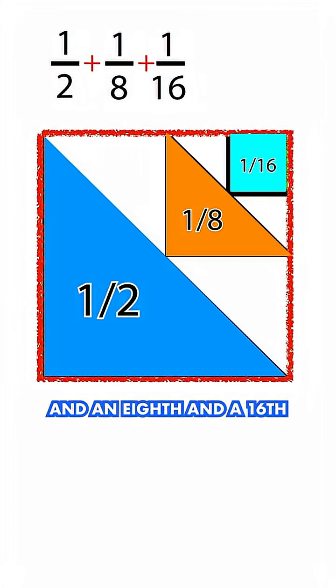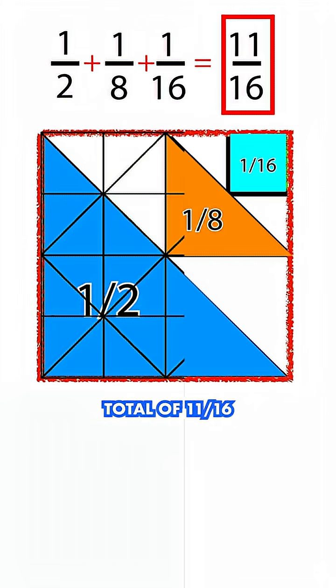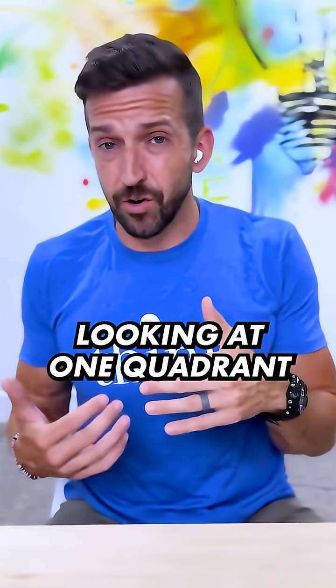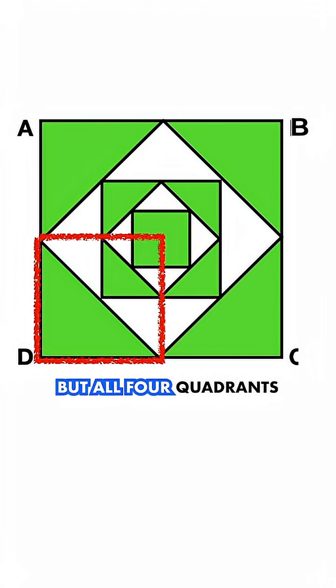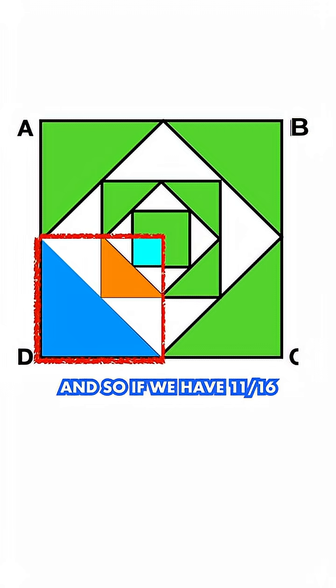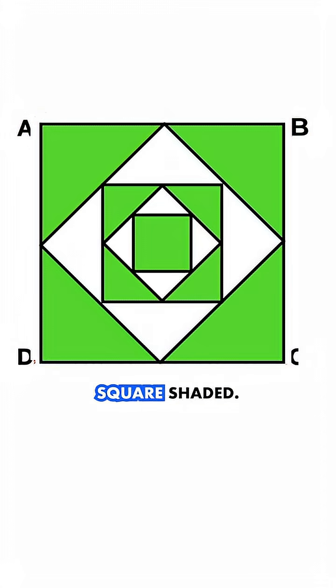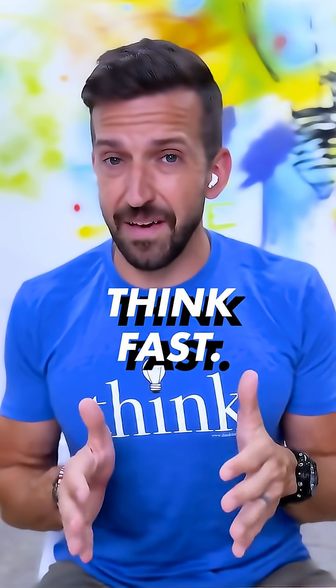Therefore, in this one quadrant of the picture that we're looking at, we've got 1/2 and 1/8 and 1/16 for a grand total of 11/16 of this square. Now, keep in mind, we were only looking at one quadrant of this diagram, but all 4 quadrants are the same. And so if we have 11/16 of each of these matching 4 quadrants, we have 11/16 of the total square shaded. That's this week's Think Fast.